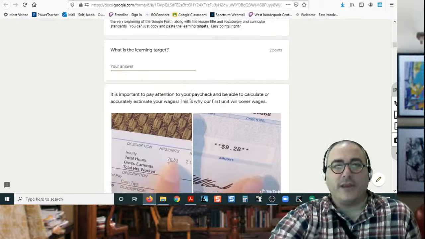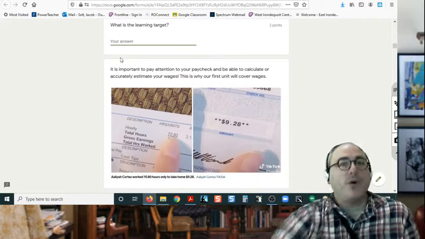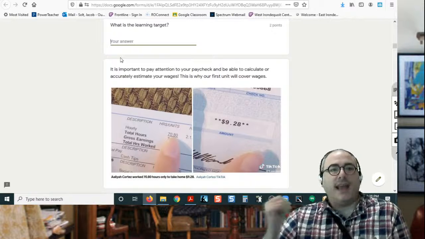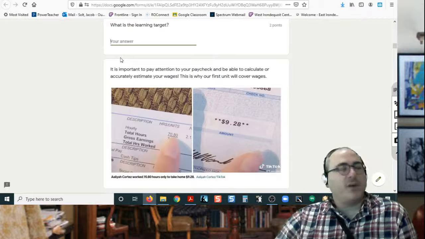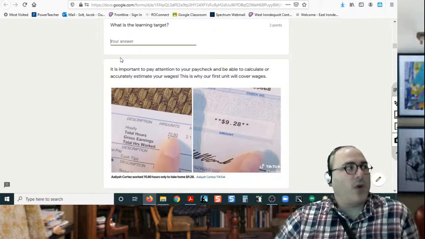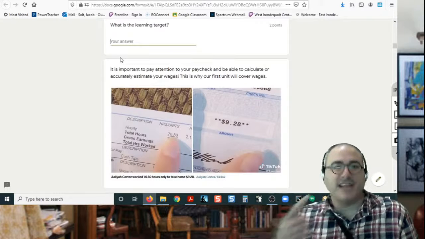Why we're doing this. So moving on to the next one. Why we're doing this? Because it's important. This unit is all about wages. And it's important to be able to understand what your paycheck is saying. It's important to understand how much you're being paid, how much you're being taxed, and what's going on. It's important to pay attention to this paycheck.